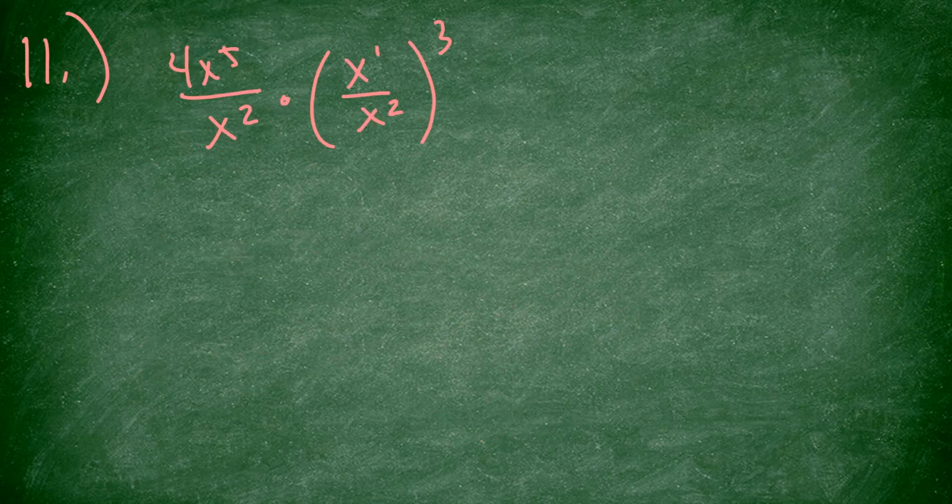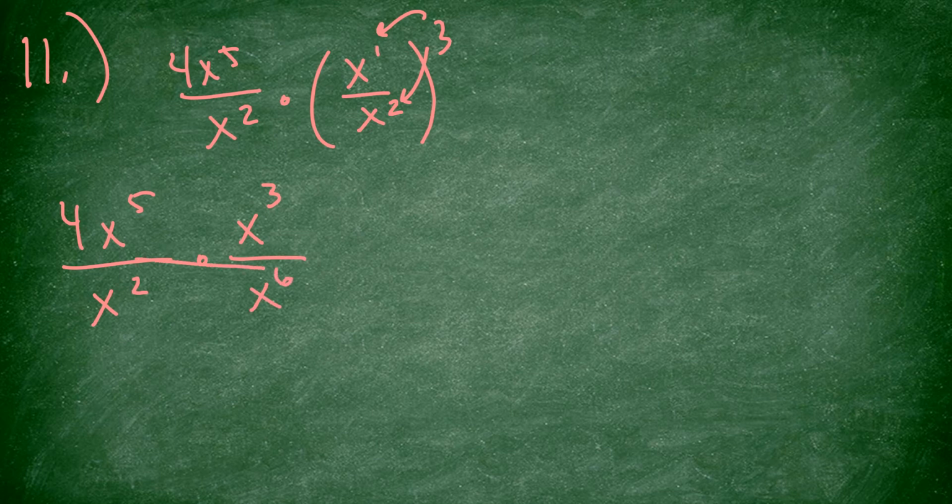Alright, there's a bunch of different ways to do this. What I would do first for number 11 is I would take the little 3 to the top and the bottom of this fraction. So it becomes 4x to the 5th all over x squared times x to the 3rd all over x to the 6th. Now I would just make this one fraction bar, and I would have 4x to the 8th all over x to the 8th. So I combined the two. They were next to each other, so I added.